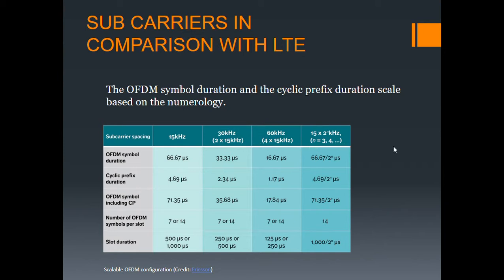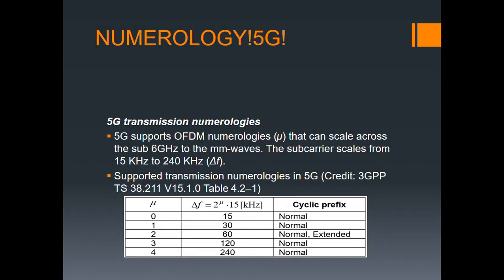OFDM symbol duration and the cyclic prefix duration scale based on the numerology. So we talk about numerology. Numerology is with a symbol mu 0 to 4, whereas the 0 refers to LTE modus operandi of the 15 kilohertz subcarrier with the normal cyclic prefix. And what is new in 5G is mu number 1 to 4, 30, 60, 120 and 240 kilohertz. In one particular case, there is extended cyclic prefix.